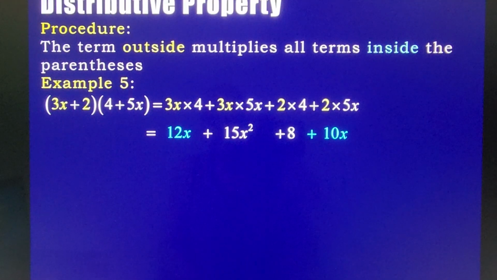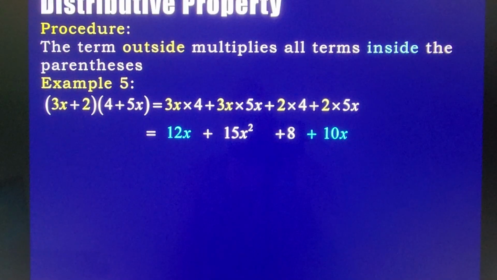So now pay attention. We have these two terms here, 12x and 10x. What's so special about them? They both have an x. Imagine that instead of saying x, it said dollars. Here you would have $12 plus $10. That would give you, by combining the two together, $22. And this is what is called in mathematics like terms.